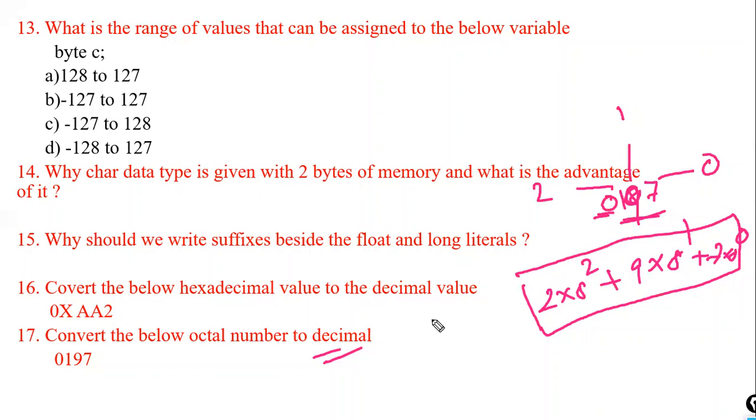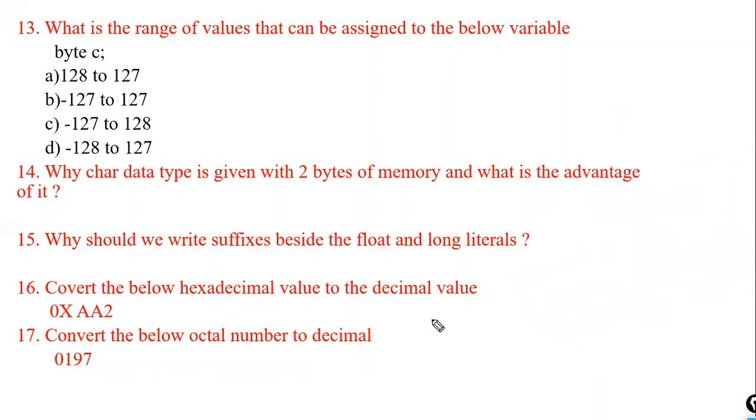So we are multiplying the digit with its base. If it's hexadecimal, we are multiplying with 16, or if it's octal, we are multiplying with 8, to the power of the position of the digit. This is how hexadecimal values are converted into decimal values and octal values are converted into decimal values.